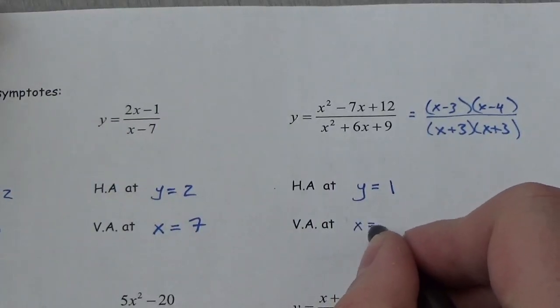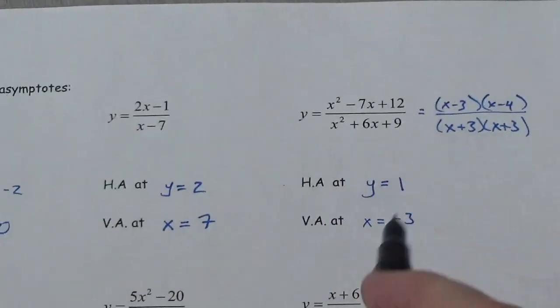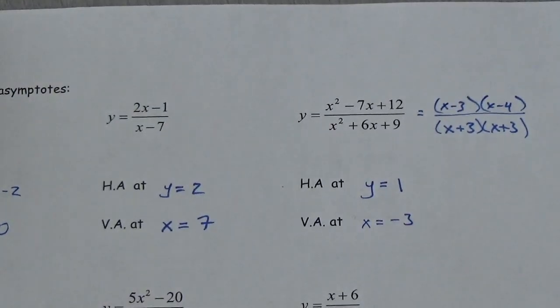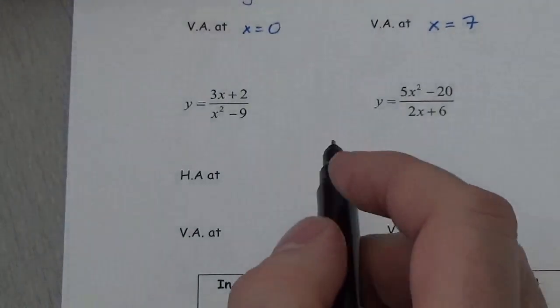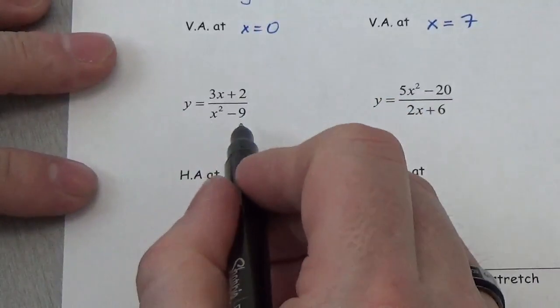And so here we're going to get x equals negative 3. It shows up twice. It's the same thing both times there. Okay, the next one. 3x plus 2 over x squared minus 9.